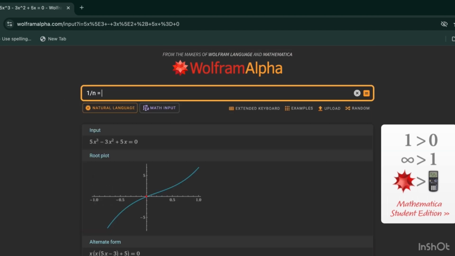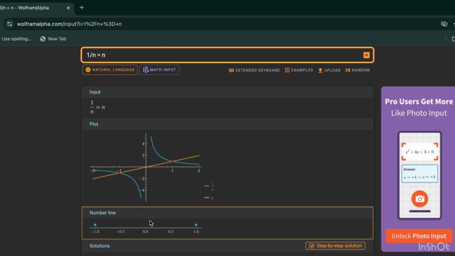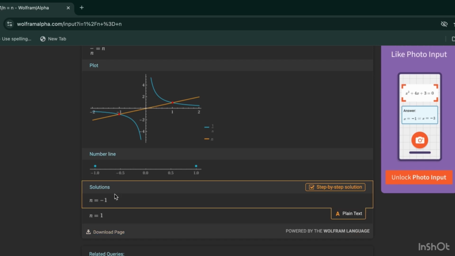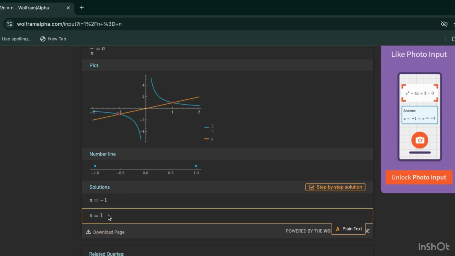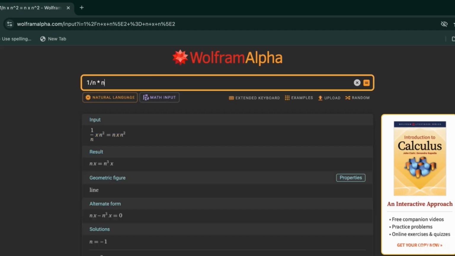1 over n is equal to n. And we'll get the solutions 1 and minus 1. Because 1 divided by 1 is 1, and 1 divided by minus 1 is minus 1. So that makes a lot of sense. But now I'll multiply both sides by n squared. Sorry for the sudden change of scene. And something very weird happened when I was recording this. You'll see that in a minute.